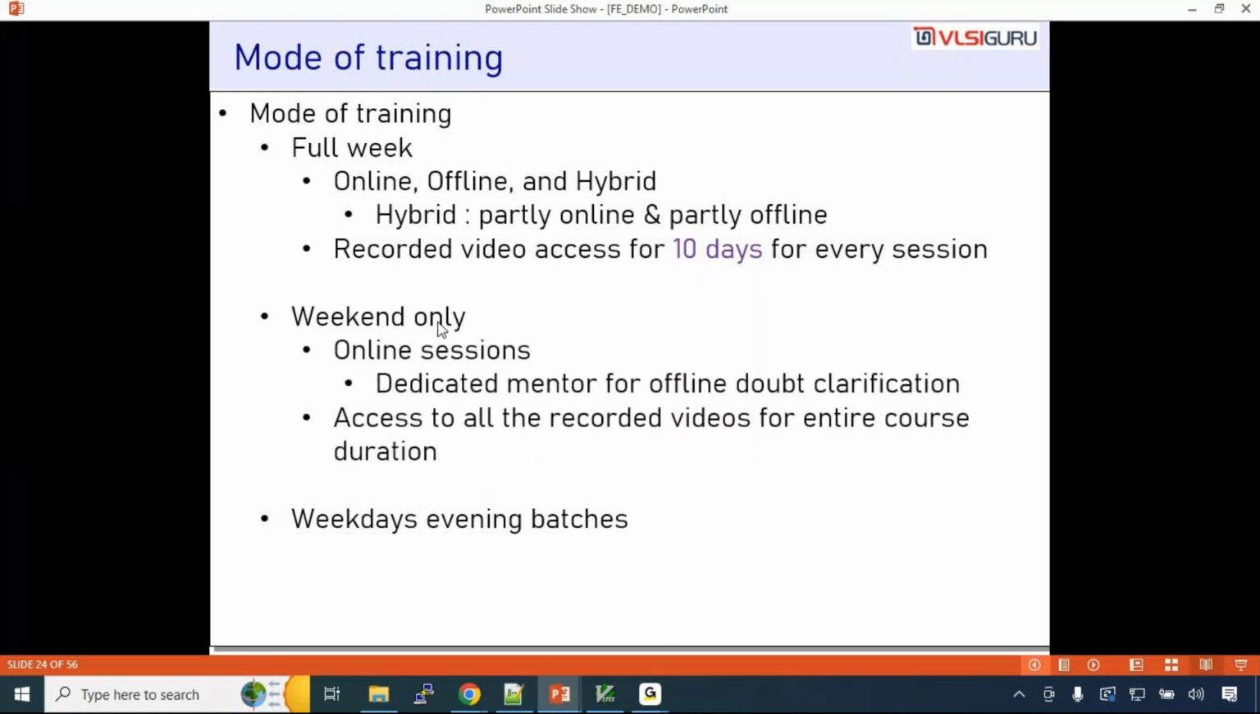Weekend only, it will be online sessions. In front end, okay. In back end, we have offline also. Dedicated mentor for offline doubt clarification. Let's say you are in Bangalore, you want to come to the institute for some support. Even though you are a weekend student, you can come to the institute for doubt clarification, discussion, everything. You may say, why is it only online, why not offline? Because mostly these courses are taken by working professionals. They don't want to come to the institute, they want to attend from their home, done. So that's why we went for only online.